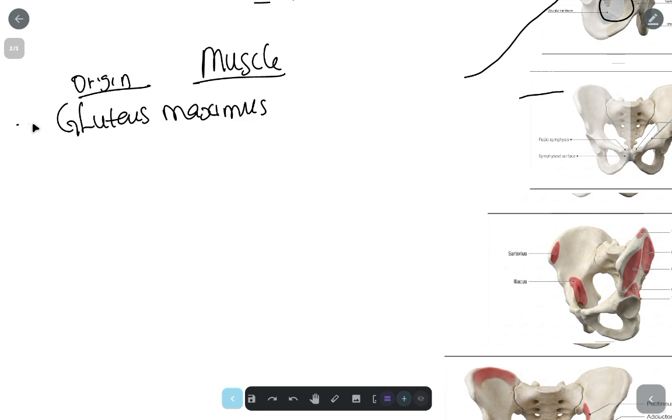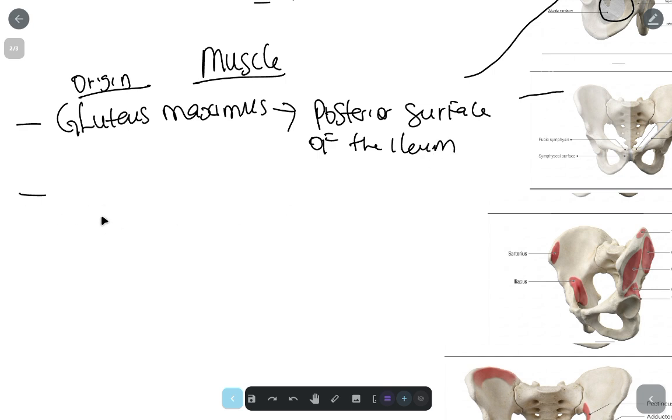So the first muscles that originate from the hip bone, there are so many other muscles, but I'm going to list as many as I can. The first muscle you have to know is the gluteus maximus, and the gluteus maximus originates from the posterior surface of the hip bone. It originates from the what? From the posterior surface of the ilium.